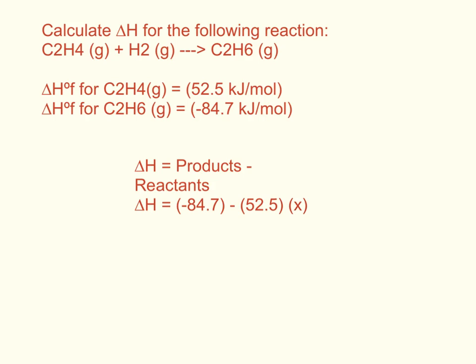So delta H equals negative 84.7 minus 52.5x. Okay, so now it's very simple. All we do is just solve for this. Delta H equals negative 137.2 kilojoules per mole, because that's what we're given and what we're trying to find. And that is how you solve this equation.